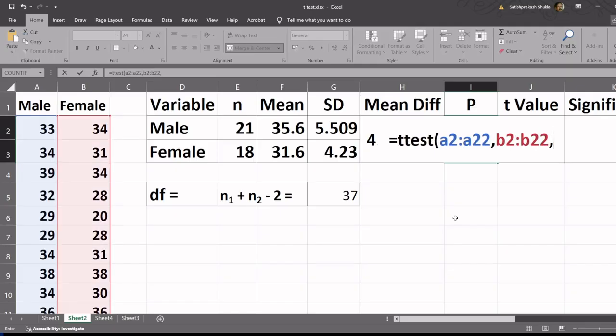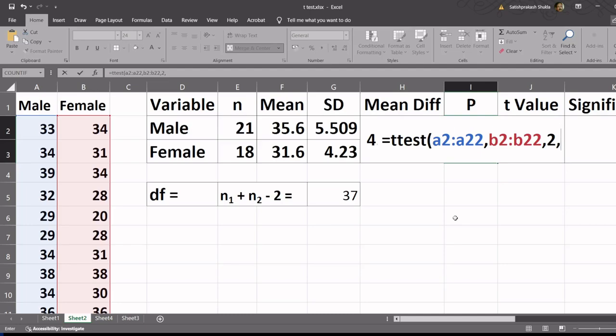Then we have to put comma, and after putting comma, we have to write whether two tail test is to be done or one tail test is to be done. Here null hypothesis is there, so we will write here 2. 2 stands for two tail test and 1 stands for one tail test. Here, according to your hypothesis, we have a two tail test, so we have written here 2 tail 2. Then we put comma, and after comma we have to write 1, 2 or 3.